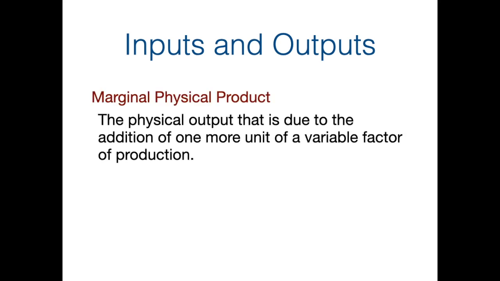The marginal physical product is the physical output resulting from the addition of 1 more unit of a variable factor of production. It is the change in total product that occurs when a variable input is increased and all other inputs are held constant.